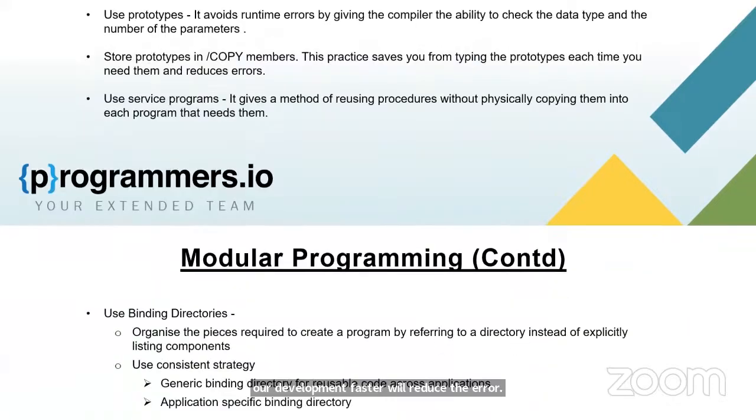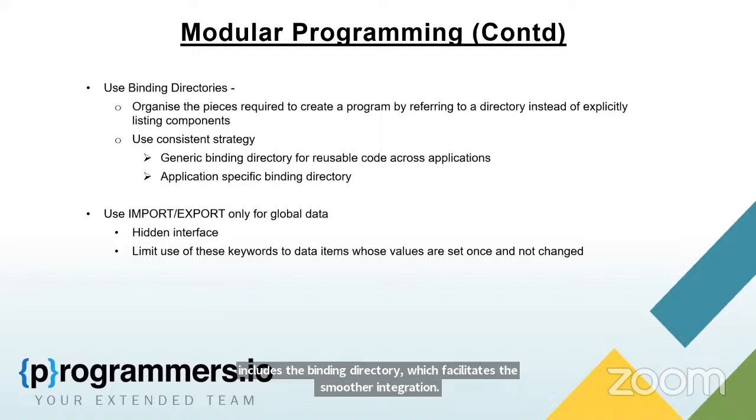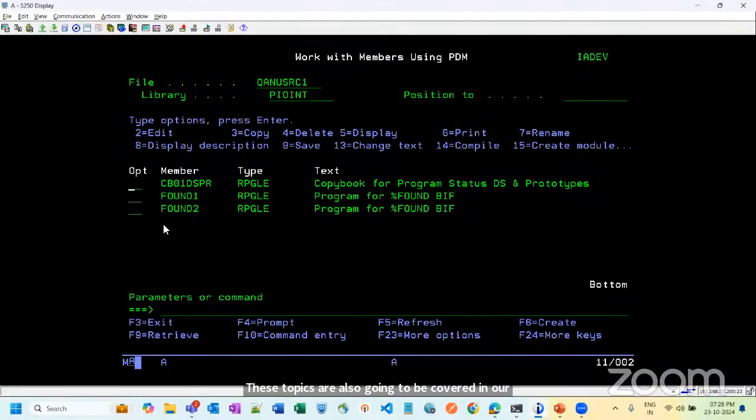Then comes the binding directory. It further enhances this modular approach by organizing the service programs and making it easier to manage the dependencies. A binding directory acts as a roadmap for your programs, telling which programs and procedures are available for use. So when a procedure is declared with an export in a service program, it can easily be accessed by any program that includes the binding directory, which facilitates smoother integration. These topics are also going to be covered in our upcoming sessions, so do not worry about this.